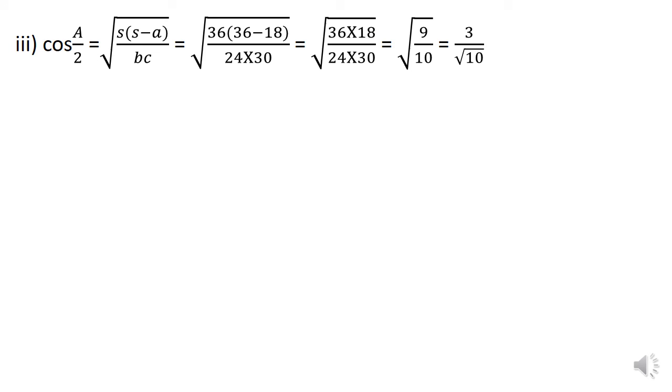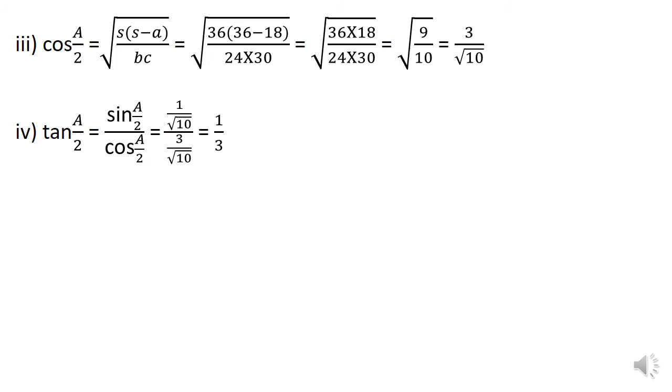Now that you have understood how to find sin A by 2, cos A by 2 becomes quite easy, isn't it? If you remember the half angle formula for cos, it becomes root of s(s minus a) upon bc. And you can see for yourself all the values are substituted and we got the answer for cos A by 2 as 3 upon root 10.